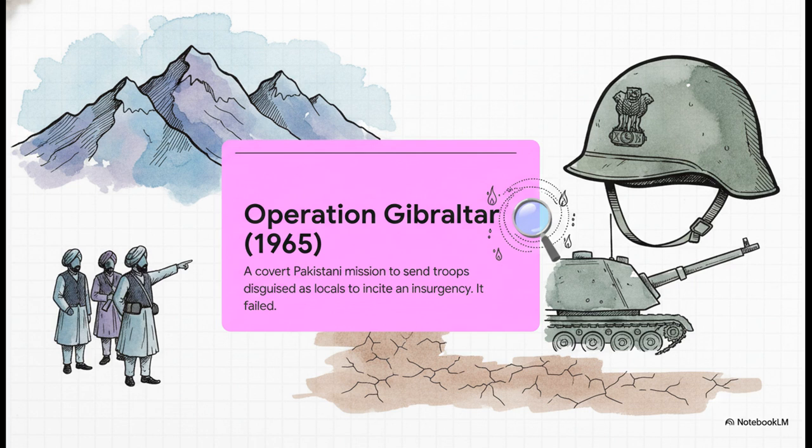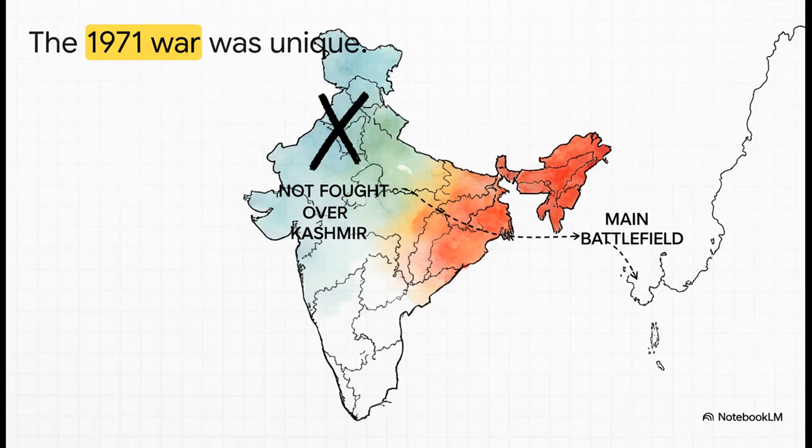The local Kashmiris actually reported the infiltrators to the Indian Army, which then kicked off a full-scale conventional war. In the end, it was a stalemate with no real changes to the borders, but it just made the mistrust between the two countries even deeper. Now, just 6 years later, we get a conflict that was fundamentally different.